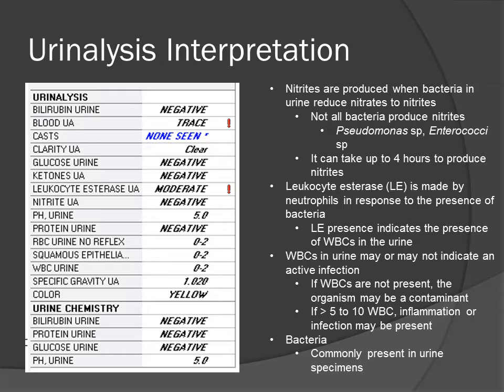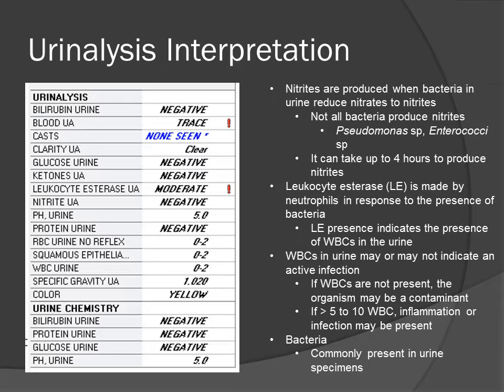If white blood cells are not present, the organism may be a contaminant, and if there's greater than 5 to 10 white blood cells, inflammation or infection may be present. So you always have to rule out inflammation as well. But when you look at nitrites, leukocyte esterase, white blood cell content, and then look at the symptomatology of the patient, you can pretty much figure out whether or not they likely have a urinary tract infection. Don't assume that just because a urinalysis was done that they are suspecting a urinary tract infection. Sometimes it's a diagnosis of exclusion, the patient's having other symptoms, and sometimes it's done for other reasons.